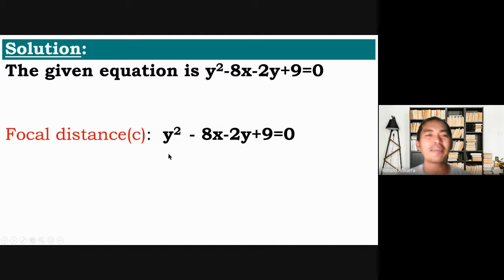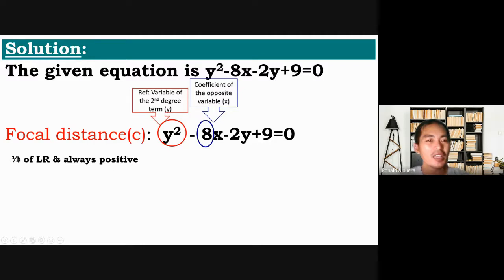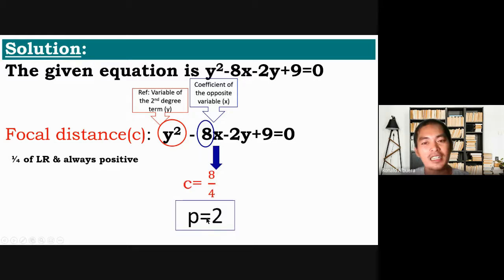Ito naman, focal distance. Paano naman natin makukuha yung focal distance? The same. The reference is yung may square, which is y. That's our reference. And then, ang magiging reference natin ay yung opposite na variable, which is x. Coefficient of the opposite variable, which is x, which is 8. I-divide lang natin sa 4. 1/4 of LR and always positive. Tandaan ha? So, length of LR is 8. Divided by 4 is 2. That's the value of P. This is P. Itong C is P yan. P equals 2. Hindi C.